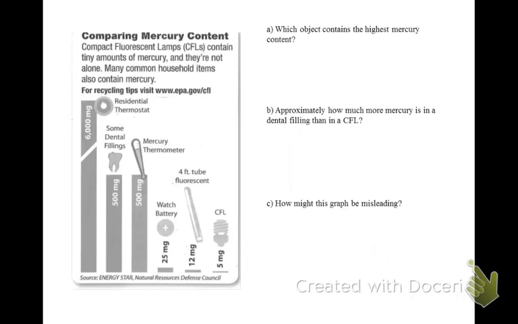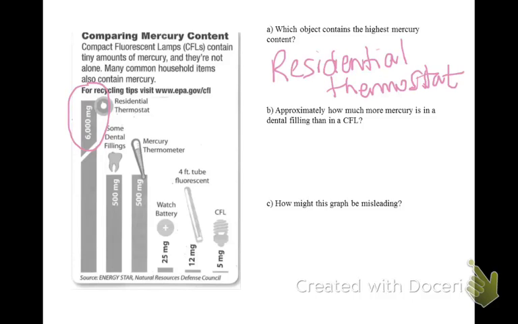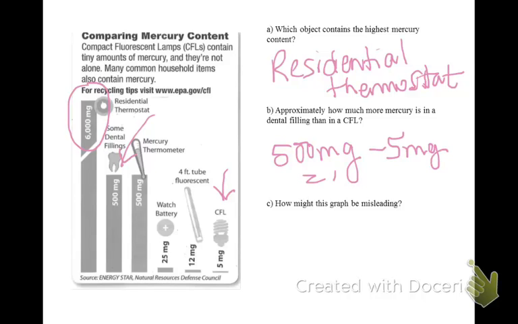The first question we would like to answer is which object contains the highest mercury content. Looking at the chart, we see that the highest category is residential thermostat. The next question we would like to answer is approximately how much more mercury is in a dental filling than in a CFL. Looking at the chart, we see dental fillings have 500 milligrams and CFLs have 5 milligrams. This creates a difference of 495 milligrams.